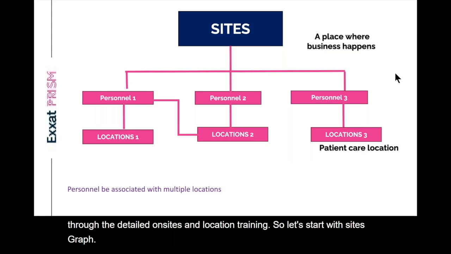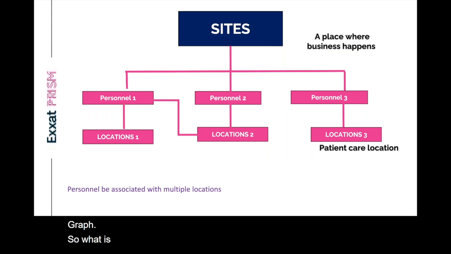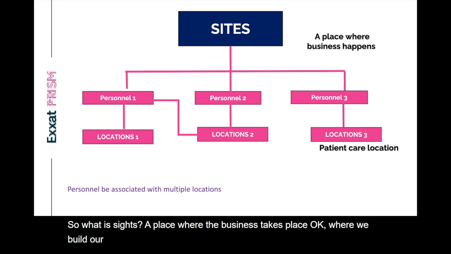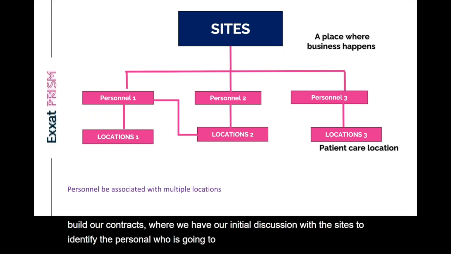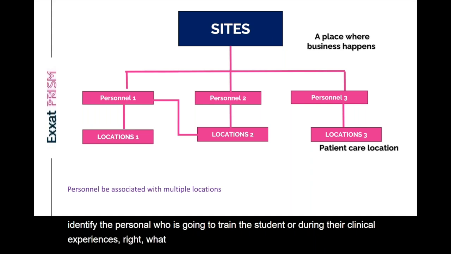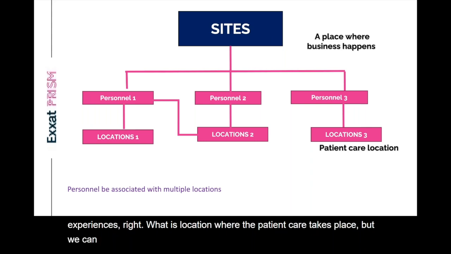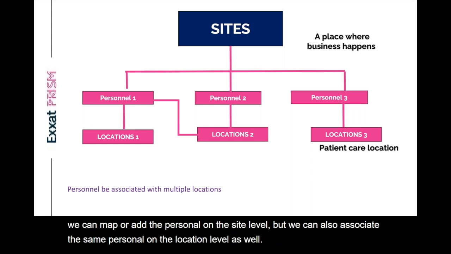So what is sites? A place where the business takes place, where we build our contracts, where we have our initial discussion with the sites to identify the personnel who is going to train the student during their clinical experiences. What is location? Where the patient care takes place. But we can map or add the personnel on the site level, but we can also associate the same personnel on the location level as well.